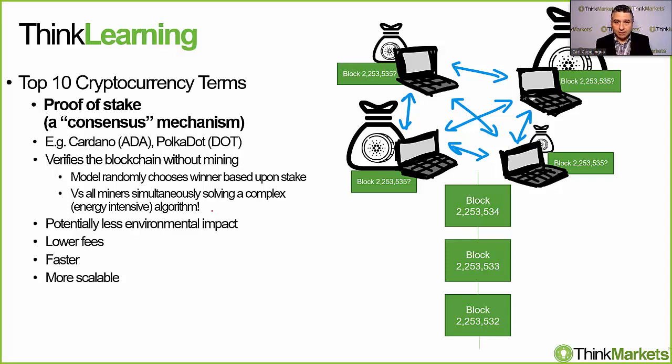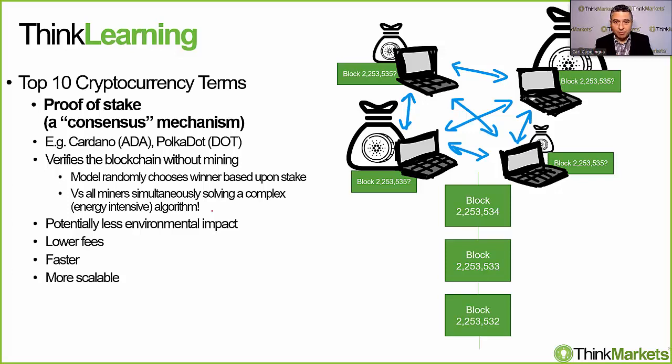So estimates are that about 90% of China's crypto mining capacity will be offline by the end of this month, which is effectively June 2021, depending on when you're watching this presentation. So that's a story for another day.